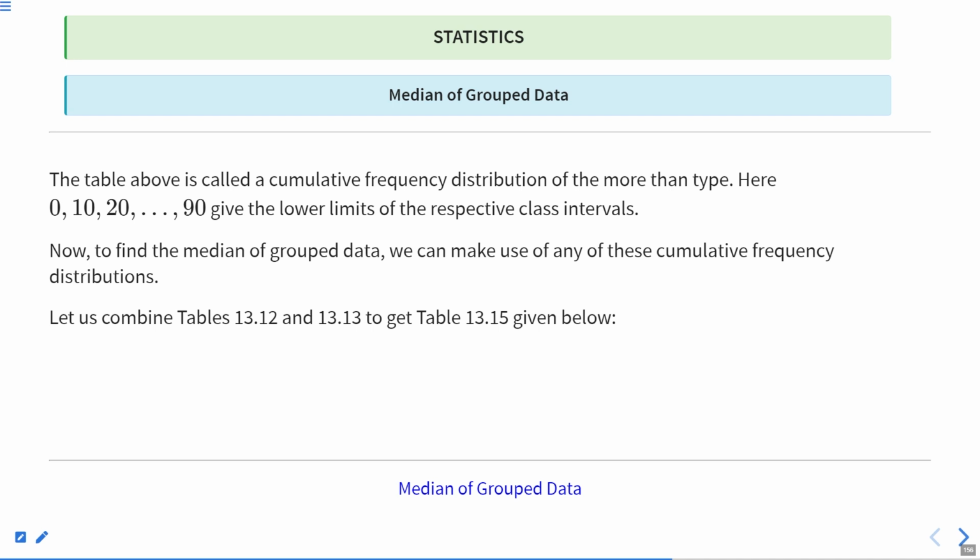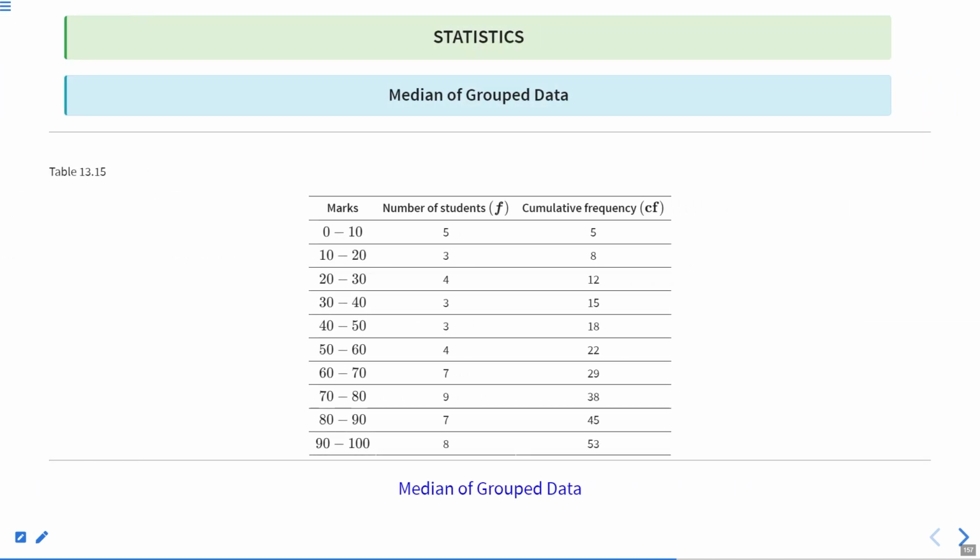Now, to find the median of the grouped data, we can make use of any of the cumulative frequency distributions. Let us combine tables 13.12 and 13.13 to get table 13.15 given below. Marks obtained 0 to 10, number of students 5, cumulative frequency 5. Marks obtained 10 to 20, number of students 3, and cumulative frequency 8. And so on, as you can see here.